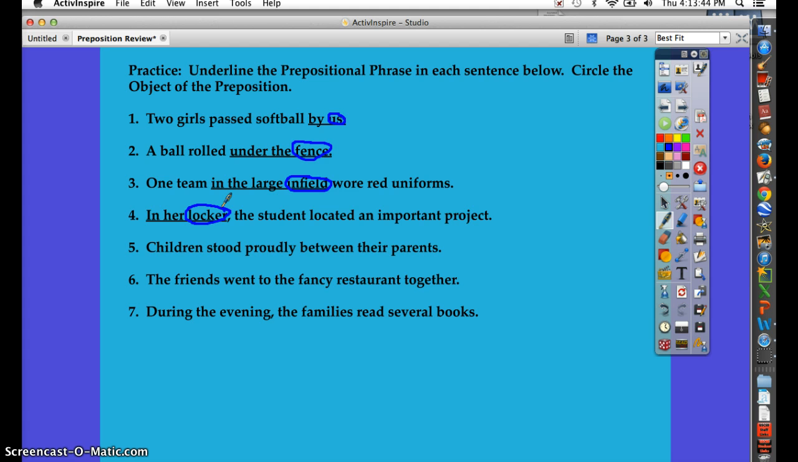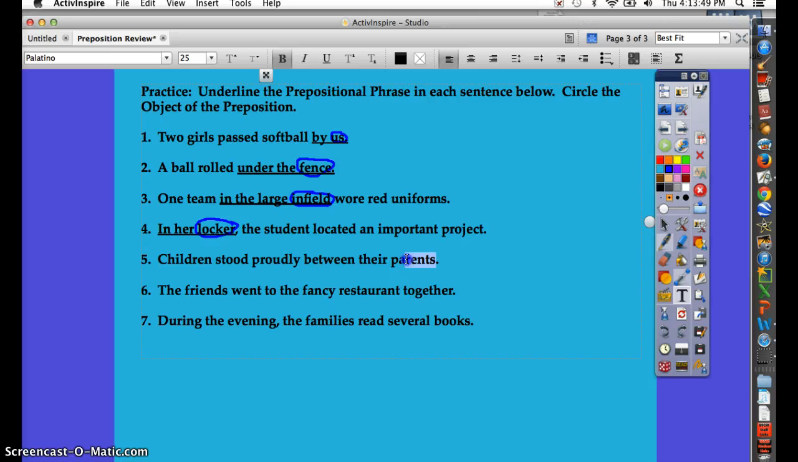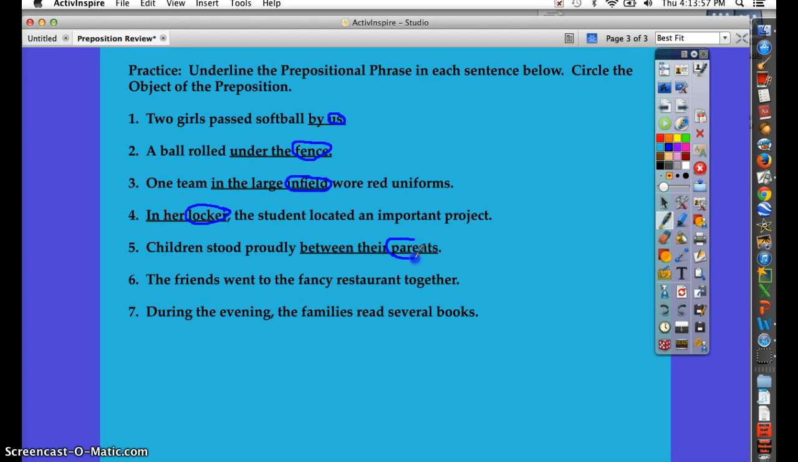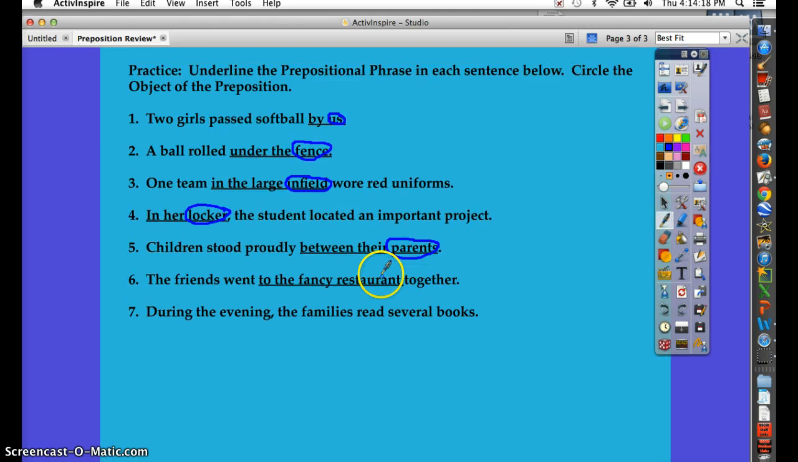Number 5, children stood proudly between their parents. Between their parents would be the prepositional phrase for 5, and parents would be the object of the preposition. Number 6, the friends went to the fancy restaurant together. For 6, it would be to the restaurant, right in the middle again. We wouldn't include together as a part of that phrase, just to the fancy restaurant. And restaurant would be the object of the preposition to end that phrase again.